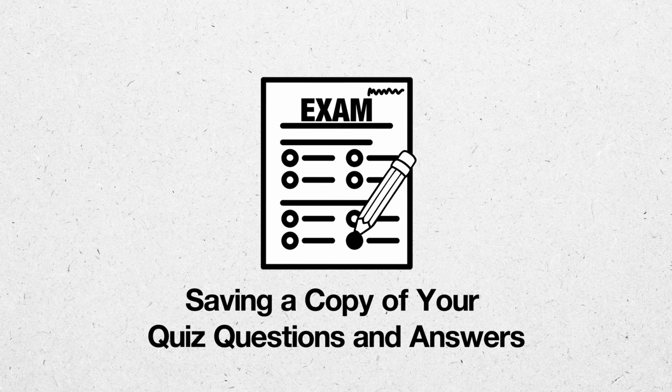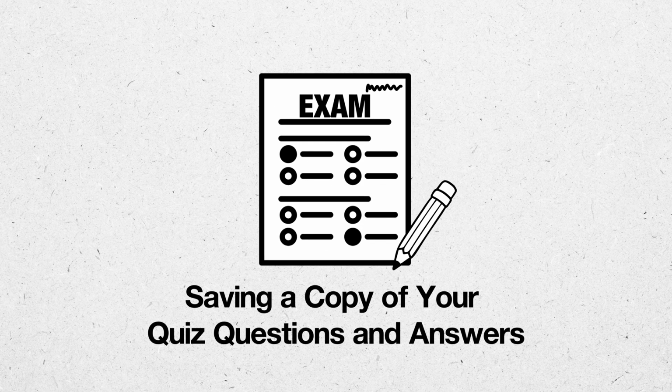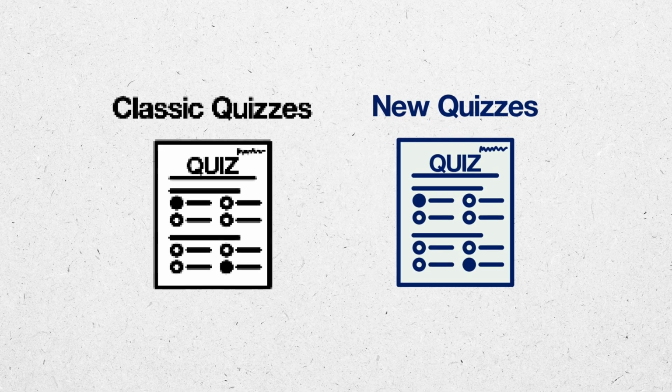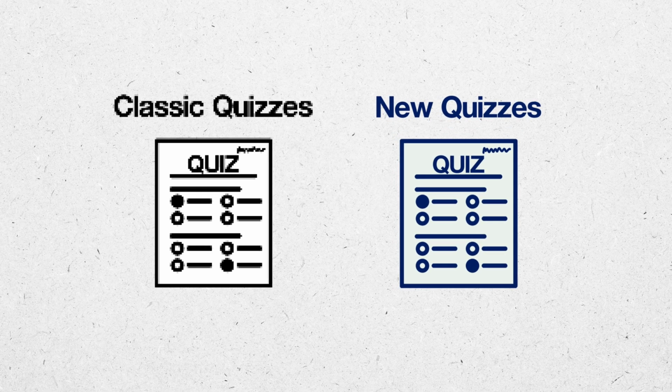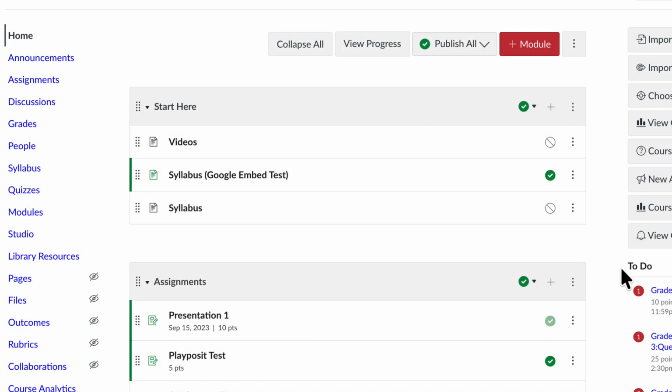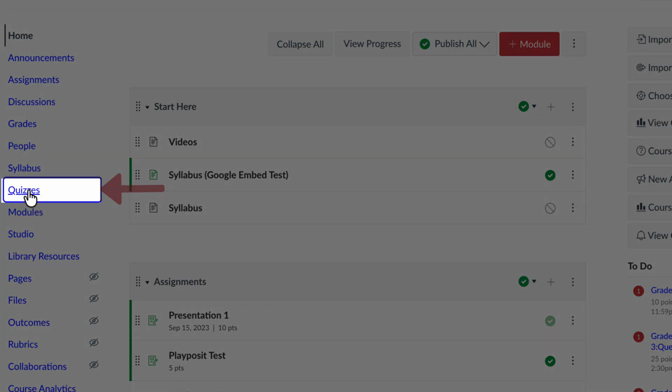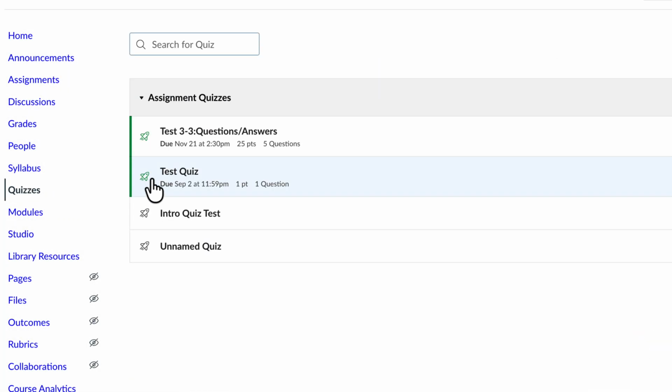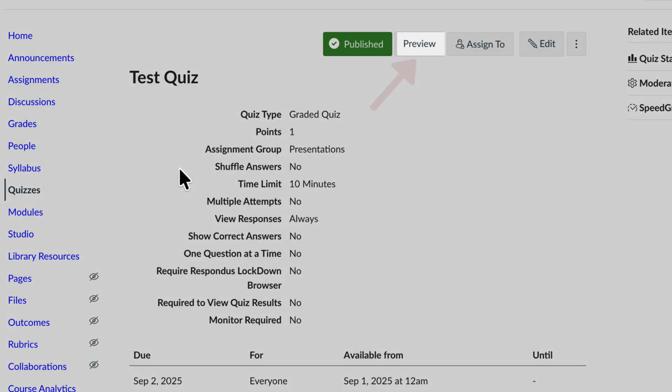How to save a copy of your quiz questions and answers. The backup process for quiz or exam content depends on the quiz type. First, we will discuss how to do this with classic quizzes. Open your Canvas course and select Quizzes. Then choose the quiz you want to back up. Select Preview to view the full quiz.